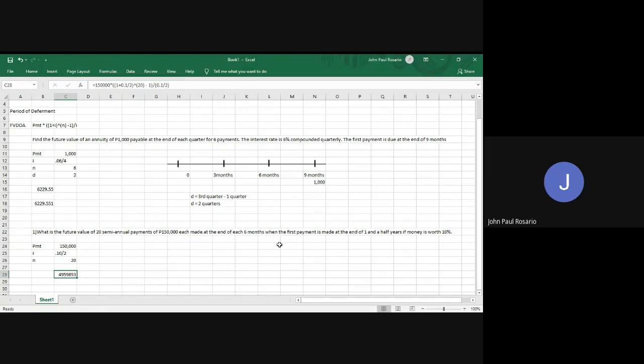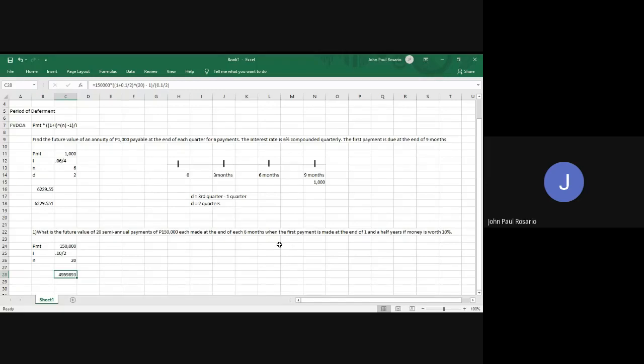Do you have your calculators with you, guys? Yes, sir. Okay, try na po nag-calculate kung makuha ba ninyo siya. Sir, makuha na. Okay, very good.